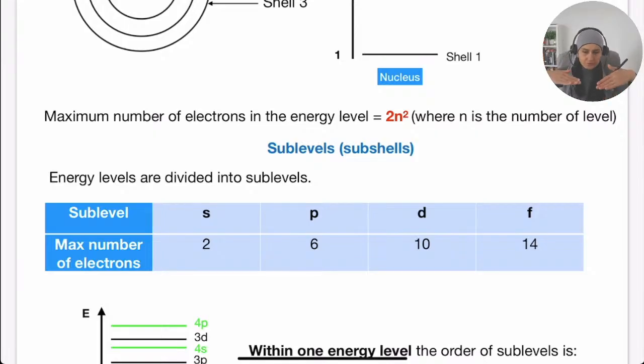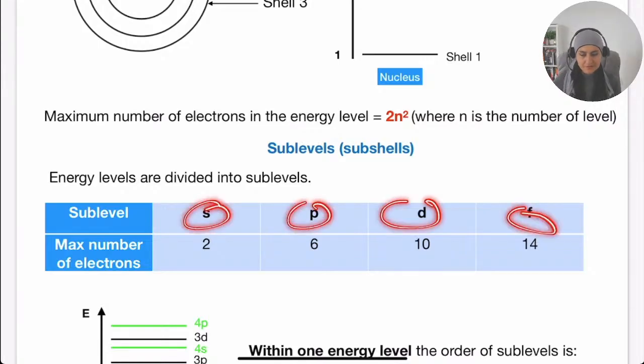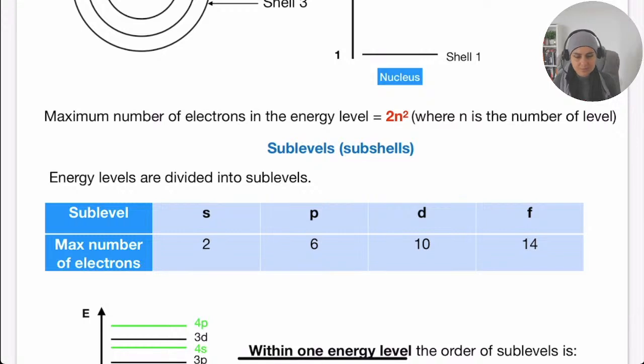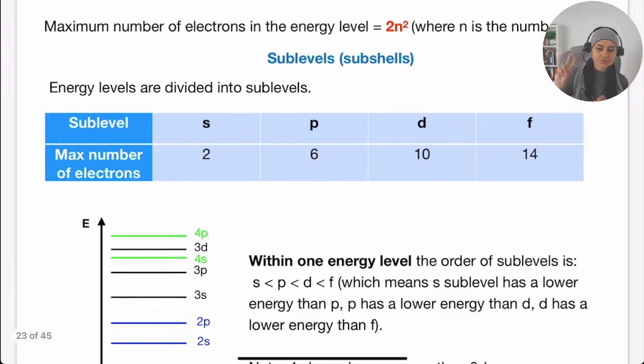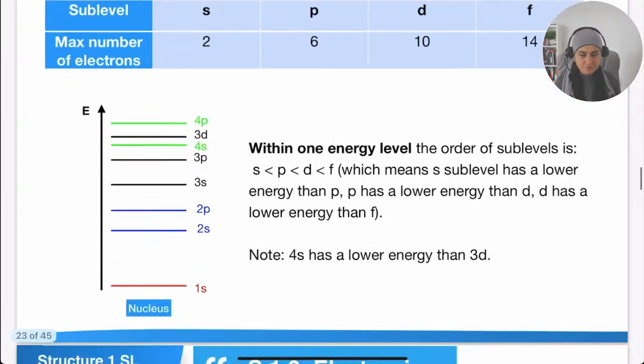Then, if we look in more detail, energy levels are split into sublevels. The sublevels are denoted as s, p, d, and f. That's how you name the sublevels. The maximum number of electrons in the s sublevel or subshell, sublevel and subshell are the same thing, is 2. So s sublevel can have 2 electrons, p sublevel a maximum of 6 electrons, d a maximum of 10, f a maximum of 14. Okay, random facts to memorize.